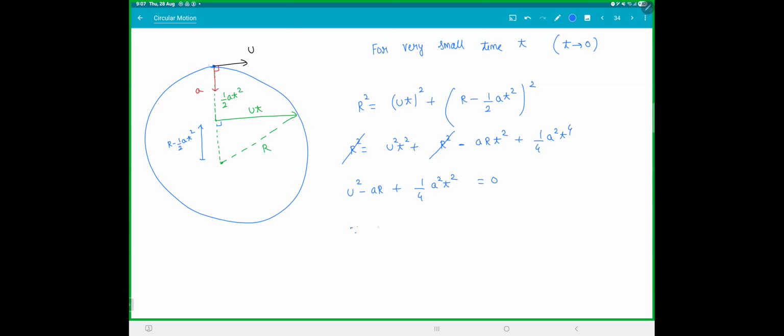Now, since t tends to 0, you end up with u square minus aR is equal to 0. We get a is equal to u square by R. This can also be written as omega square R, since u is equal to R omega. So what did we get exactly? When it is going in a circle, I proved with kinematics that the acceleration must be equal to u square by R.